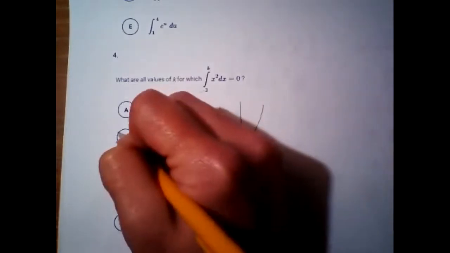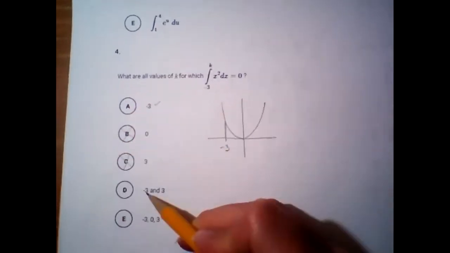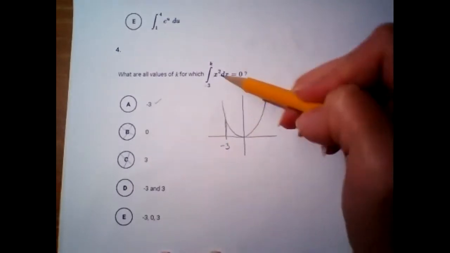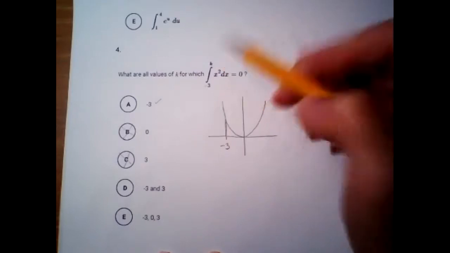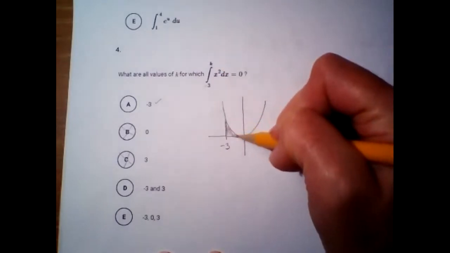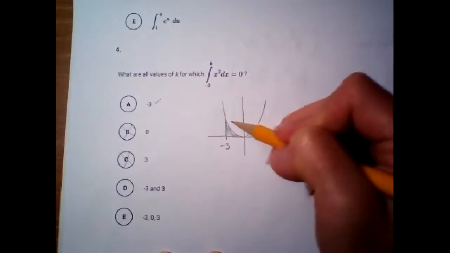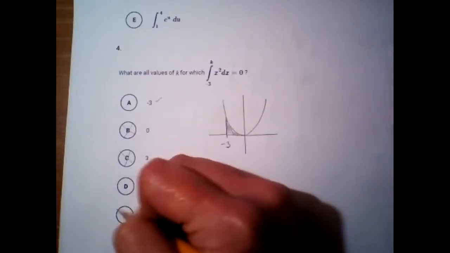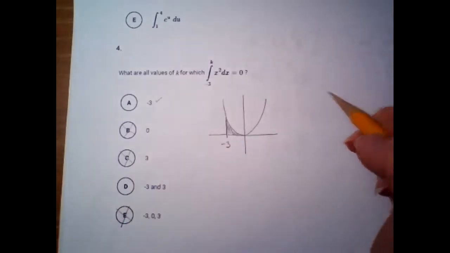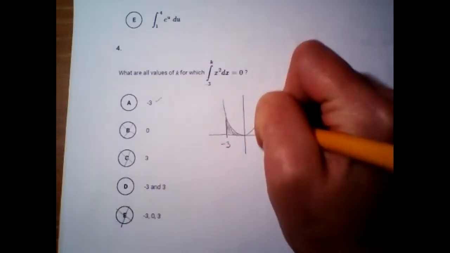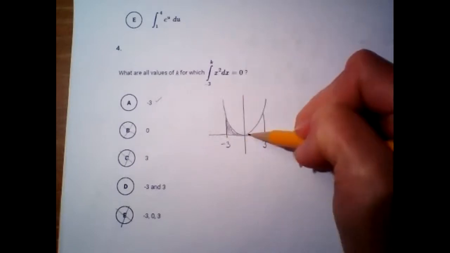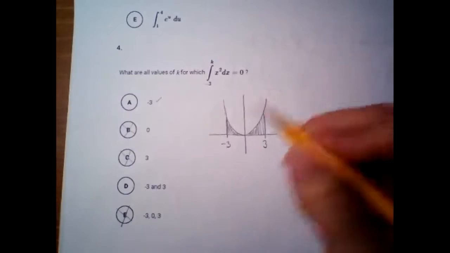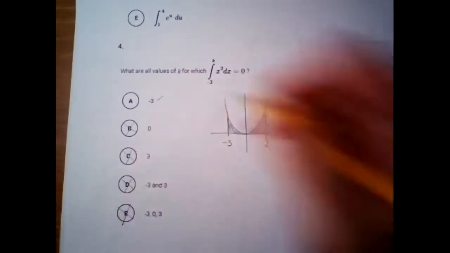So -3 is good, we want that one. So I guess I can actually get rid of these two, because I know -3 is going to have to be in there. But let's test 0. If we get area from -3 to 0, that would be this amount right here. And so that's a positive amount of area. That is not 0, so it cannot be 0. And if we go all the way to +3, which would be right here, if we go from -3 to +3, we would get even more area. We're getting further away from 0. So that would not be 0 either. So it's going to have to just be A.